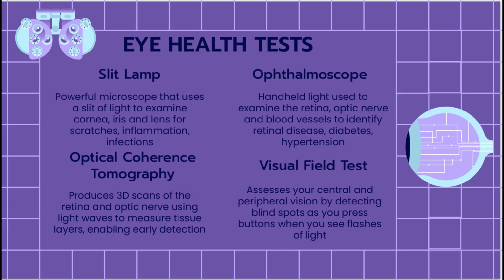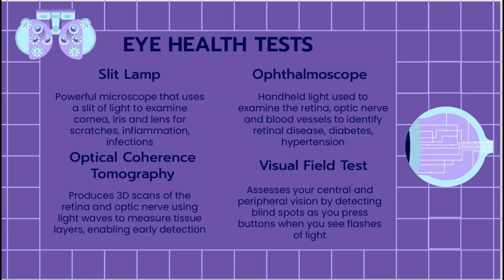Let's talk about eye health tests now. There are four in total: slit lamp, ophthalmoscope, optical coherence tomography, also known as OCT, and visual field tests. A slit lamp is a powerful microscope that uses a slit of light to examine the cornea, iris and lens for scratches, inflammation and infections.